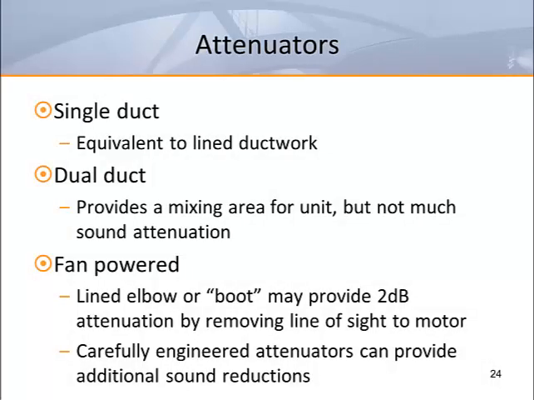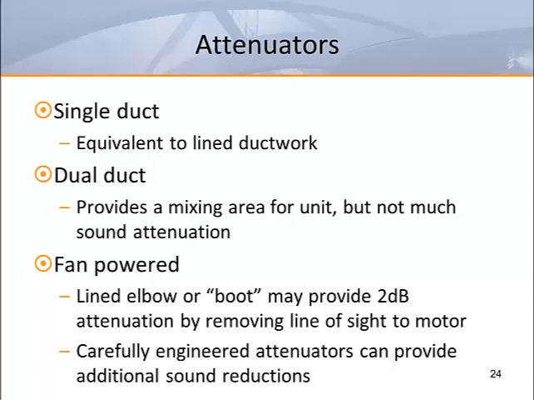Single duct attenuators are typically just lined duct sections that provide the same noise reduction that one would expect from lined ductwork. The effectiveness of such an attenuator is largely determined by the type of lining specified. Dual duct terminals are available with optional mixer attenuators, but the main purpose is to create the turbulence necessary to force the hot and cold air streams together. For this reason, they provide minimal sound attenuation.